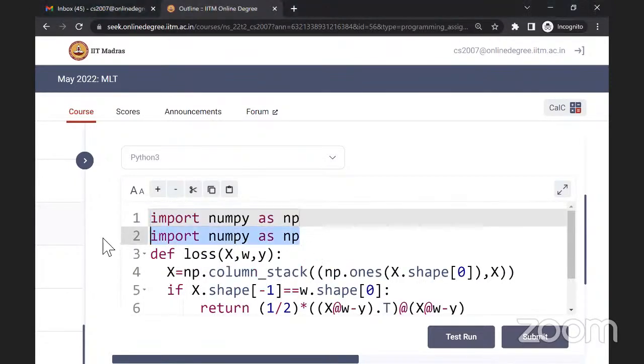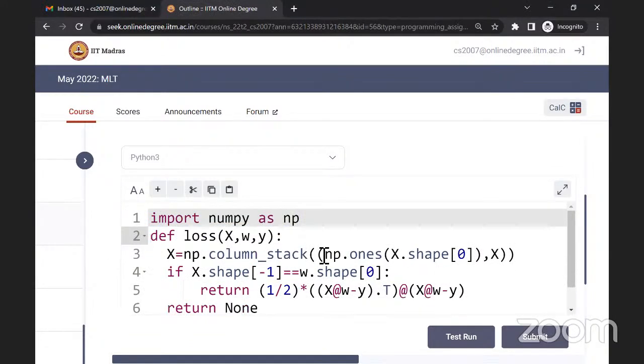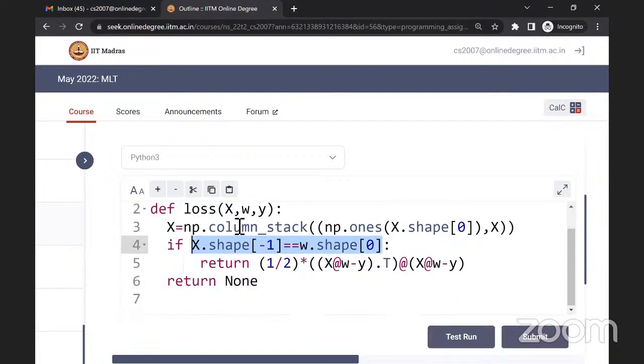So the first step is to add a dummy feature. You add a dummy feature and still the name is X. Then X.shape, you are checking that the dimensions of X and w are consistent. After that, in a single line you are computing X @ w, which is the prediction, minus y. This quantity is the error vector. Then the transpose of that with the same error vector, multiplied by half.